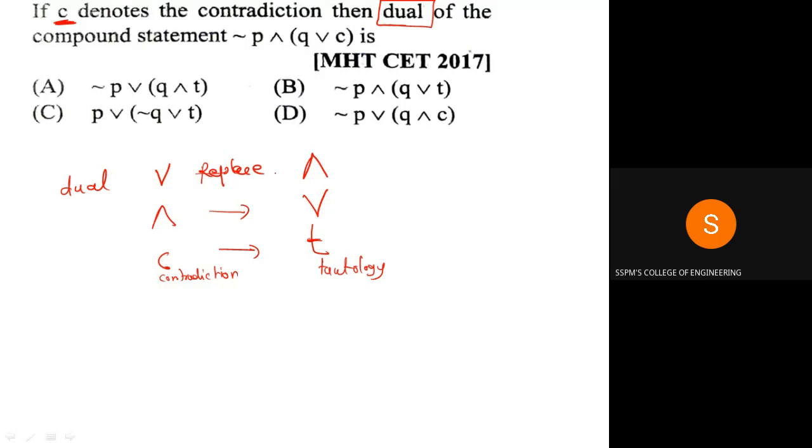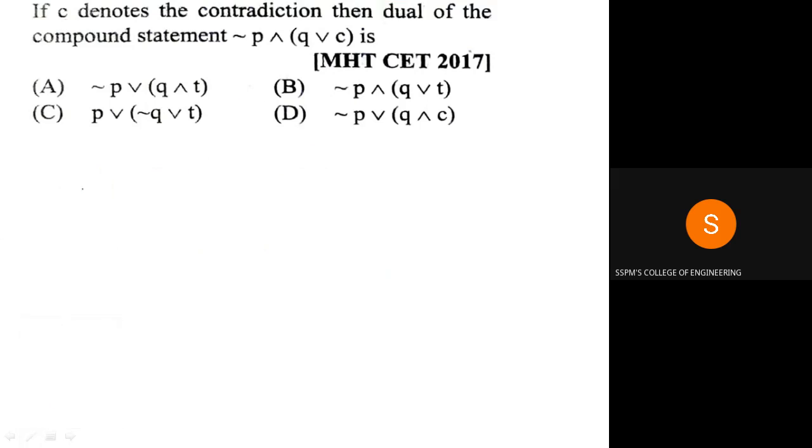Now, what is the statement given here? I will erase it. This is the statement for which we have to find the dual: the negation of P and Q or C. So what is its dual? The negation will remain like that, negation P. Here it is and, so we will replace it by or. Now again we write Q.